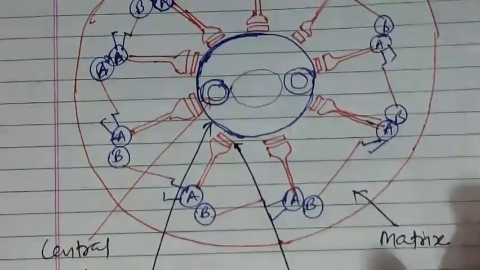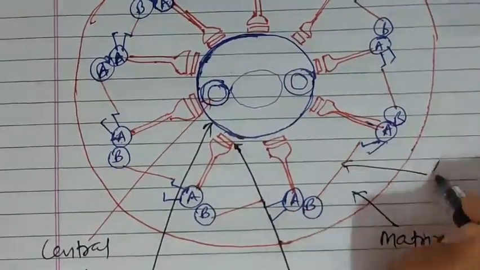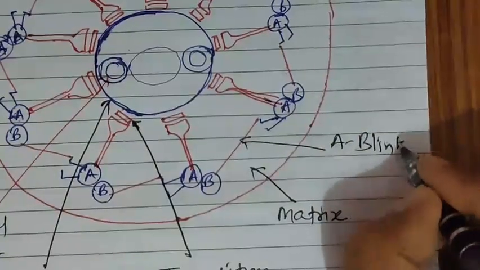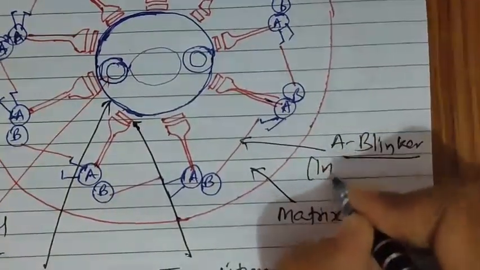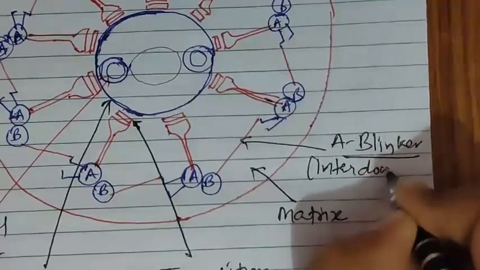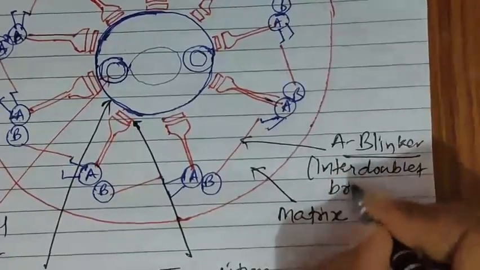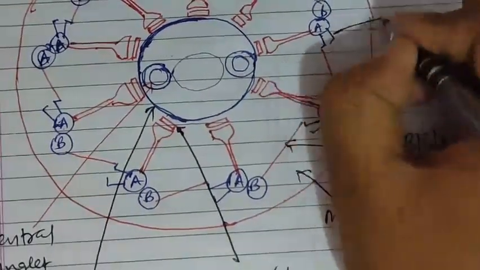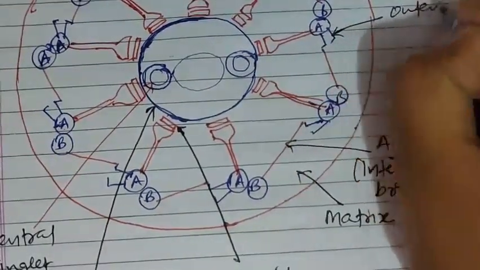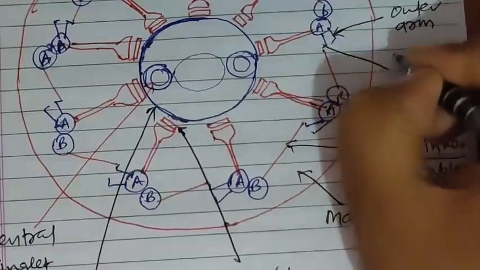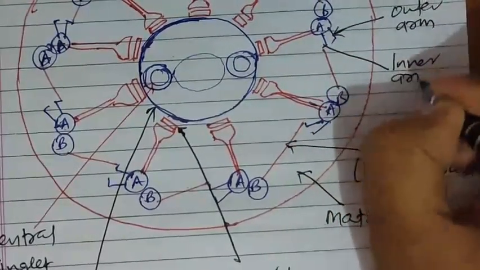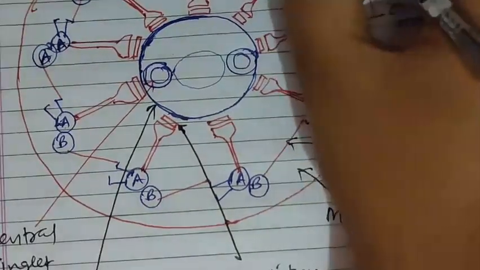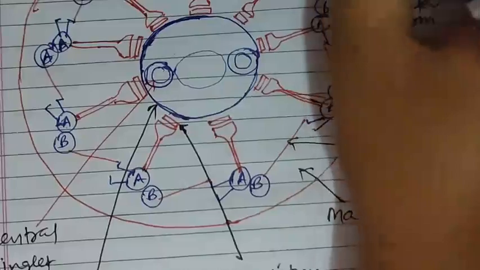There are interdoublet bridges, that is the AB linker. These are the AB linkers, which are also named as interdoublet bridge. Okay, then we have an arm, this is the outer arm, and this is the inner arm which arises from the A subfibril. This is the flagellar sheath or membrane which is covering the flagella.